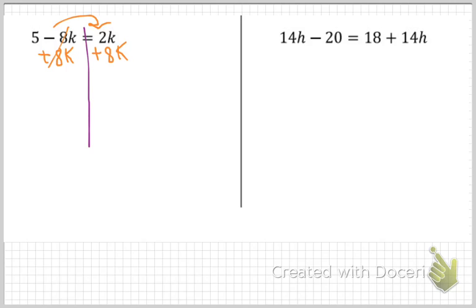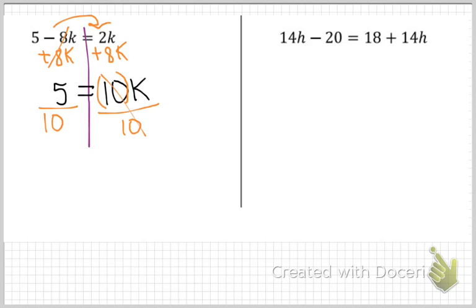That cancels out, 0 pair. So we're going to bring down the 5. We're going to bring down the equal sign. And we're going to calculate 2 plus 8 is 10, 10k. Here is our variable. This is who we got to get rid of. This is multiplying the variable, so divide. That is the inverse. Cancels out, reduces to 1. Bring down the k.